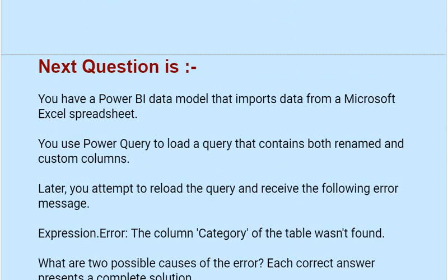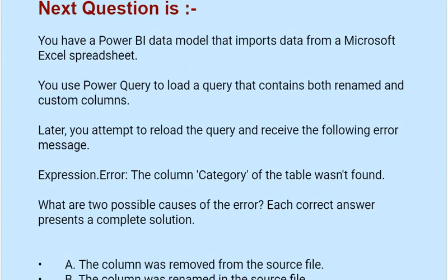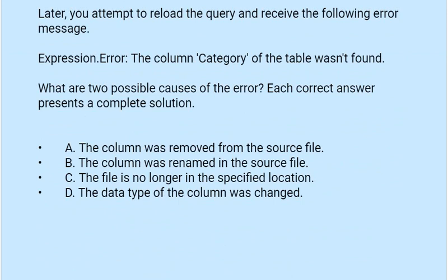Our next question is, you have a Power BI data model that imports data from a Microsoft Excel spreadsheet. You use Power Query to load a query that contains both renamed and custom columns. Later, you attempt to reload the query and receive the following error message: Expression.Error: The column 'category' of the table wasn't found. What are two possible causes of the error? Each correct answer presents a complete solution.